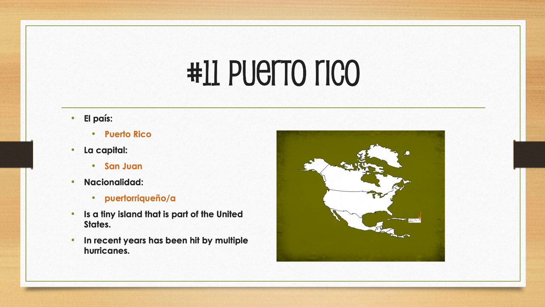Then we have Puerto Rico, which is technically part of the U.S. Puerto Rico means rich port, which is kind of a weird name for an island, right? Because a port should be a city where there's a little inlet for the water. The capital city is San Juan, St. John, which kind of sounds like it should be the name of a Caribbean island, right? And fun fact, it used to be that way. It used to be that the island was named San Juan and the city was Puerto Rico, and then at some point they flipped. The nationality is Puertorriqueño or Puertorriqueña.